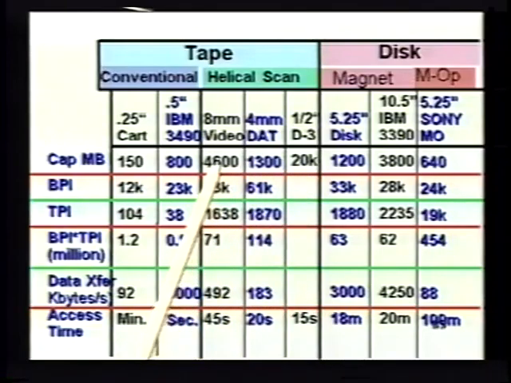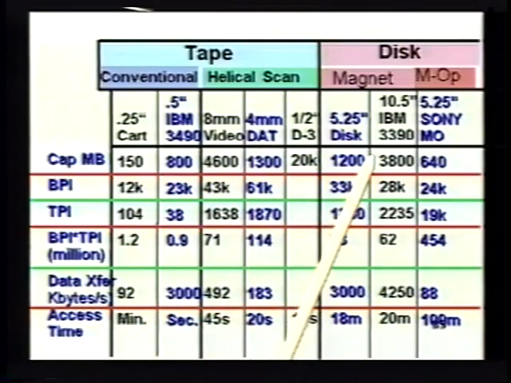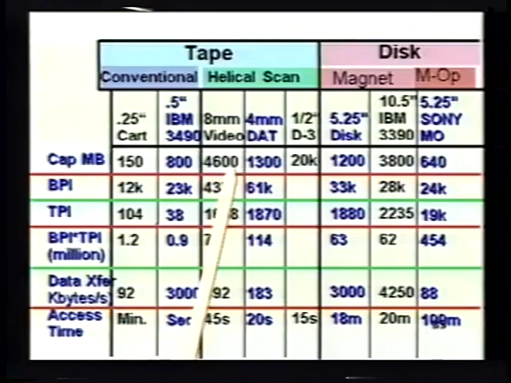This shows the density of these tapes. This is in megabytes, so this one is almost 5 gigabytes. Here's a couple of other ones that are coming along. And this compares it to magnetic disc and then conventional tape. And you can see, comparing to conventional tape, a dramatic difference in the density of these technologies.